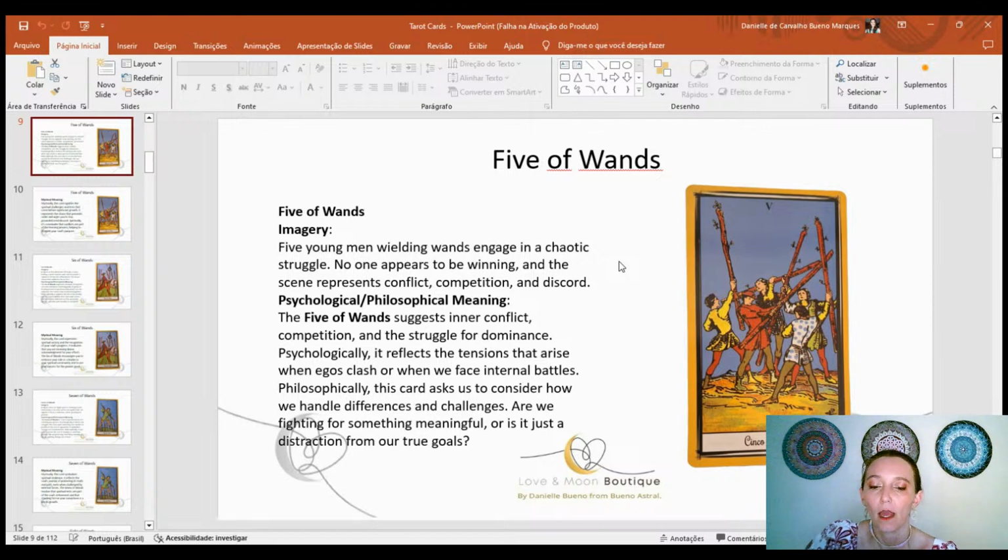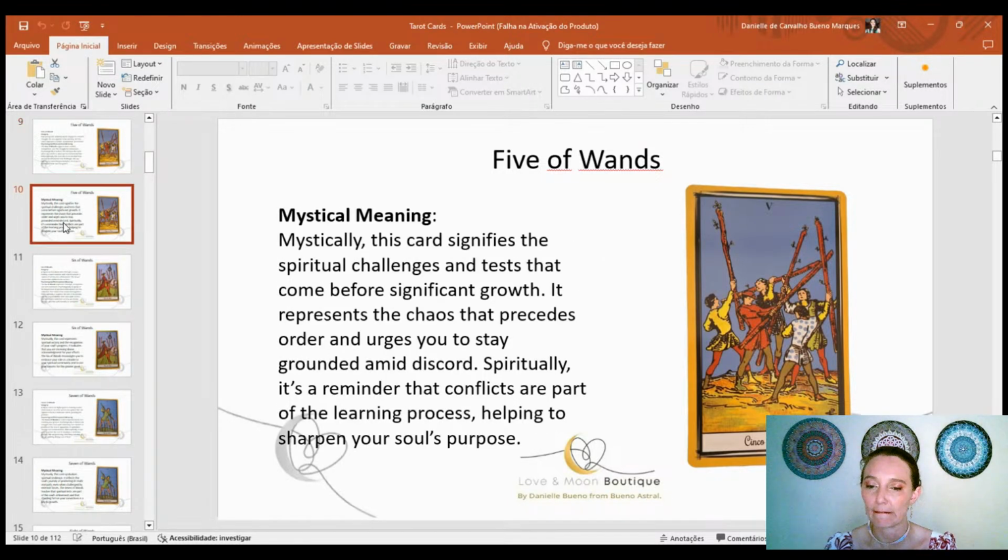Psychologically, it reflects the tension that arises when egos clash or when we face internal battles. Sorry, that was psychological. Philosophically, this card asks us to consider how we handle differences and challenges. Are we fighting for something meaningful, or is it just a distraction from our true goals? Now, the mystical meaning of this card, okay?